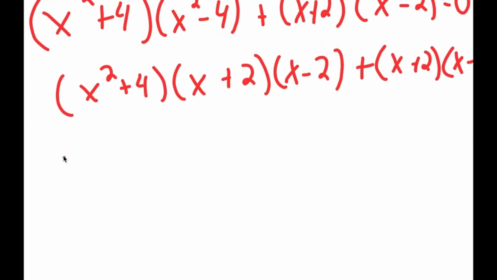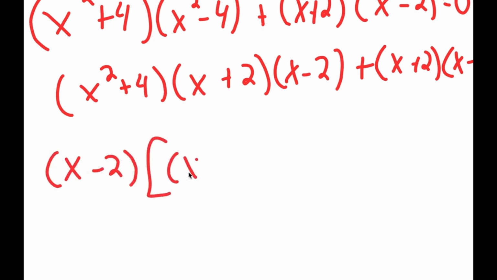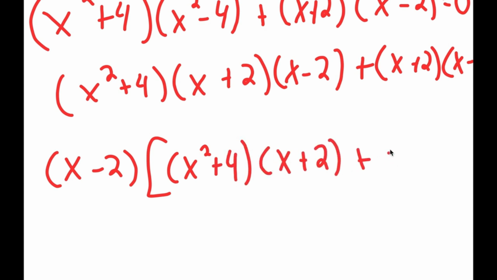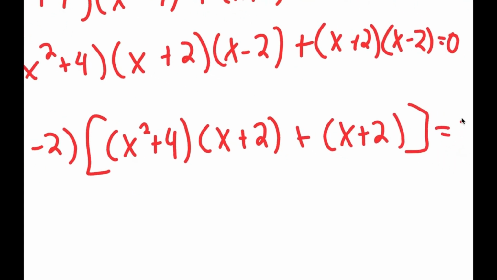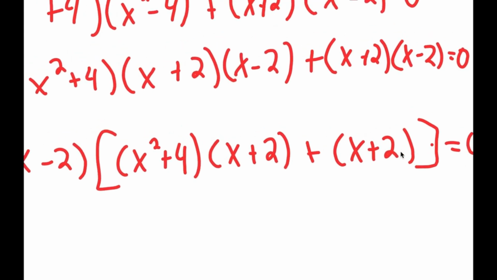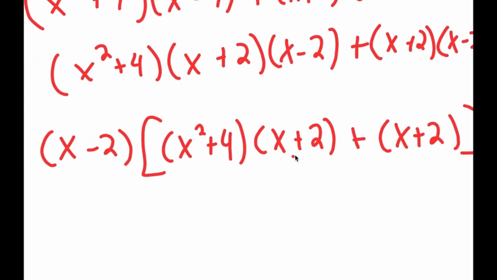Now I'm going to factor out x minus 2, so I get x minus 2 times x squared plus 4 times x plus 2 plus x plus 2, which is equal to 0. And notice how we can also factor out x plus 2 as well.